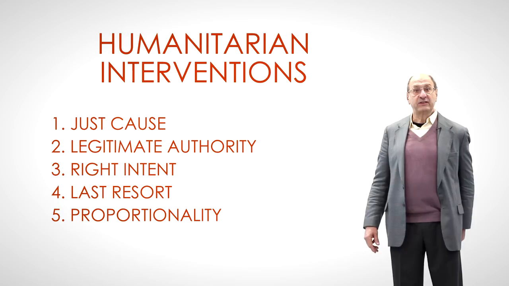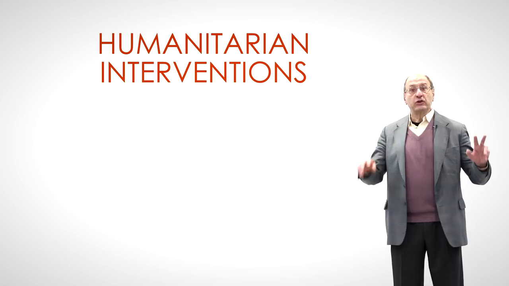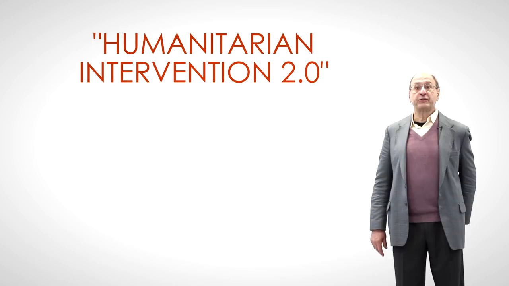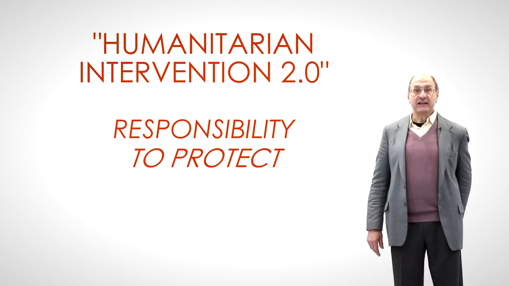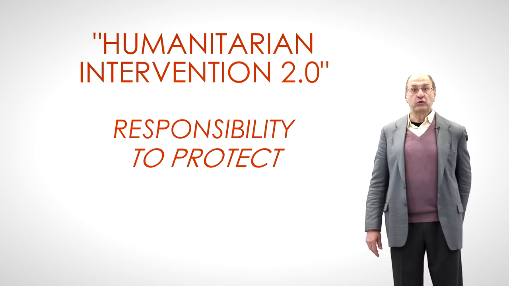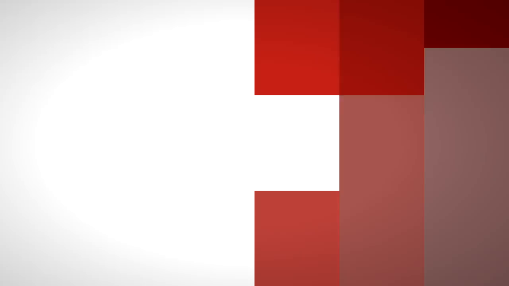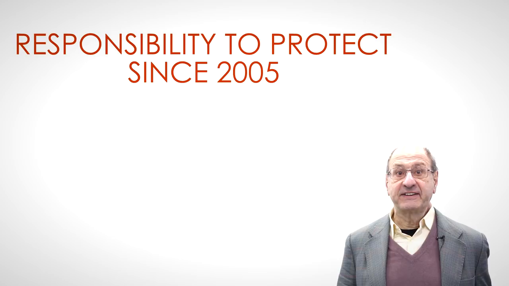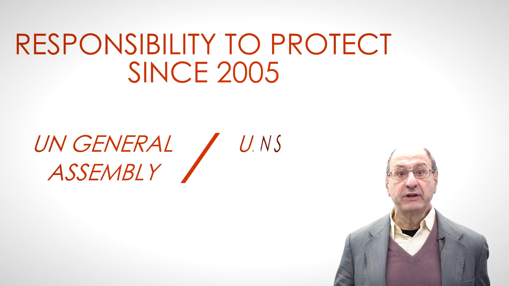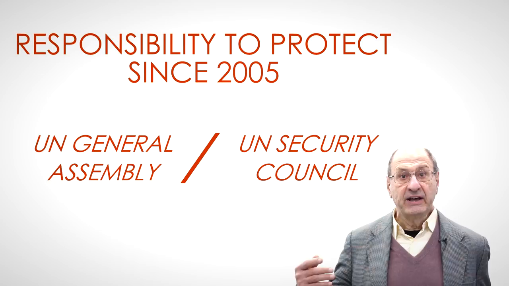In subsequent years, a kind of humanitarian intervention 2.0 developed. It is known as the responsibility to protect. It may be said that the notion of a responsibility to protect is a nascent customary rule of international law. This responsibility to protect would befall on the whole international community. Since 2005, the notion of a responsibility to protect has gained international recognition at the United Nations General Assembly and through the United Nations Security Council resolutions, such as that authorizing the use of force against Libya in 2011.